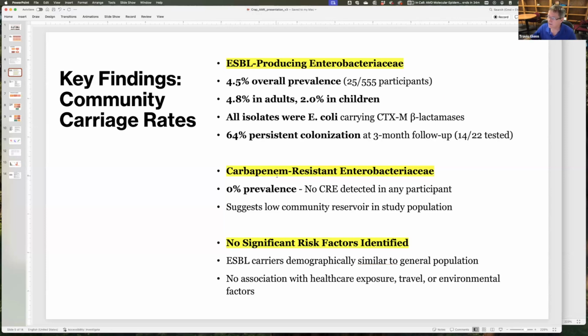We did not identify any CREs in the 500 samples, which was a little bit surprising. We also looked for risk factors that were associated with that. So ESBL carriers demographically were similar to the overall characteristics of the population that we sampled. So there wasn't one particular risk factor that we could clearly identify. And we had information about healthcare exposure, travel, and a variety of environmental factors.